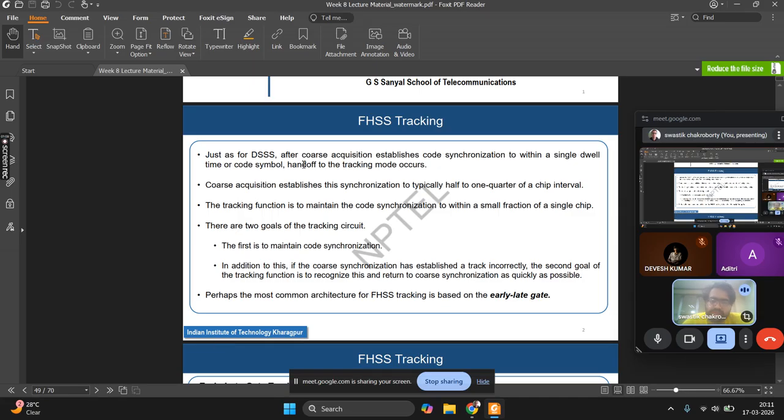Now, just as for DSSS, after coarse acquisition establishes the code synchronization to within a single time or code symbol, handoff to the tracking mode occurs. So basically, you have done a coarse adjustment with the FHSS acquisition. Now you have to do FHSS tracking. FHSS tracking will ensure that your locally generated code is in lockstep with the received code. So one is to get the broad idea of which code is being transmitted, and the second one is to make sure it is in lockstep with the code that is actually being sent.